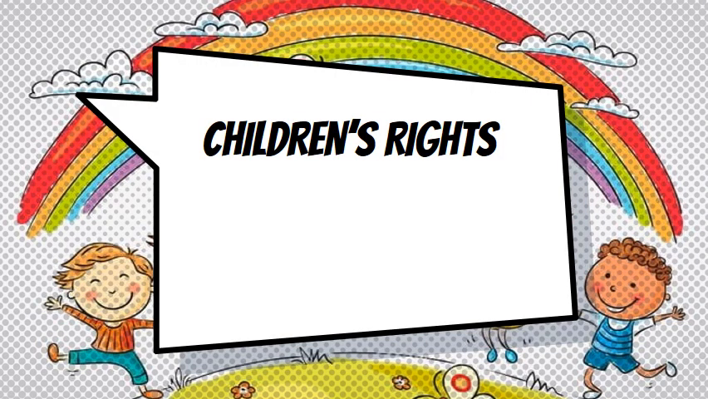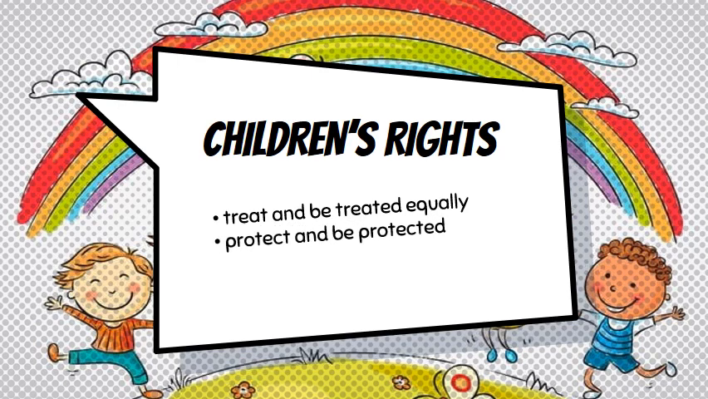Children's rights are not a threat to the authority of adults. Their rights come with responsibilities. For example, children have the right to be treated equally. This means that they also have the responsibility to treat others equally. Children have the right to be protected from abuse. This means that they also have the responsibility not to harm each other. Children have the right to education. This means that they also have the responsibility to learn.